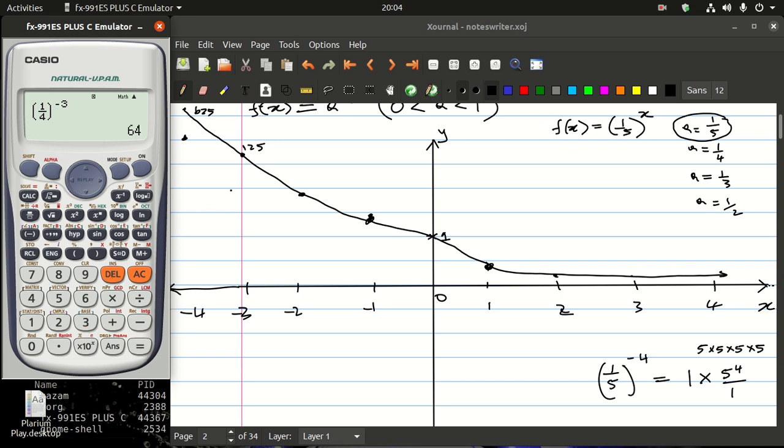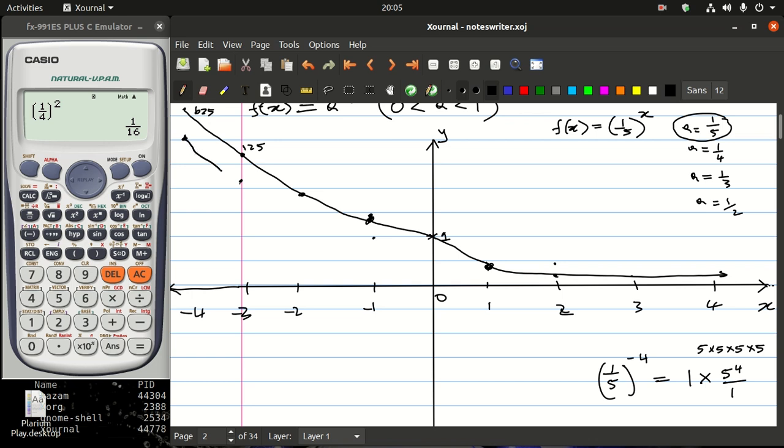I'm getting a 64, which is way below that 125. And then for a minus 1, I will get a 4, which is also below. And if I'm placing now, let me say a 2, what will happen? I'll get a 1 over 16, which is above. So this function here will just come all the way like this, and then it meets at 1, and then it goes all the way down there.